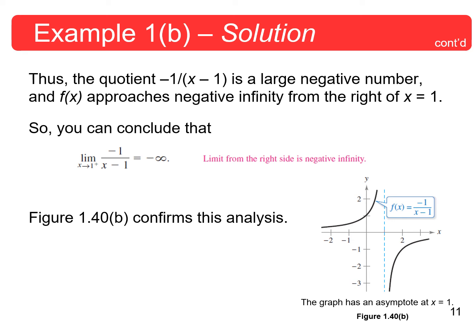And this confirms this analysis here. The figure here confirms this analysis. As x approaches 1 from the right, the function decreases without bound, so that goes to negative infinity. While as x approaches 1 from the left, the function increases without bound. So therefore, the limit is positive infinity.